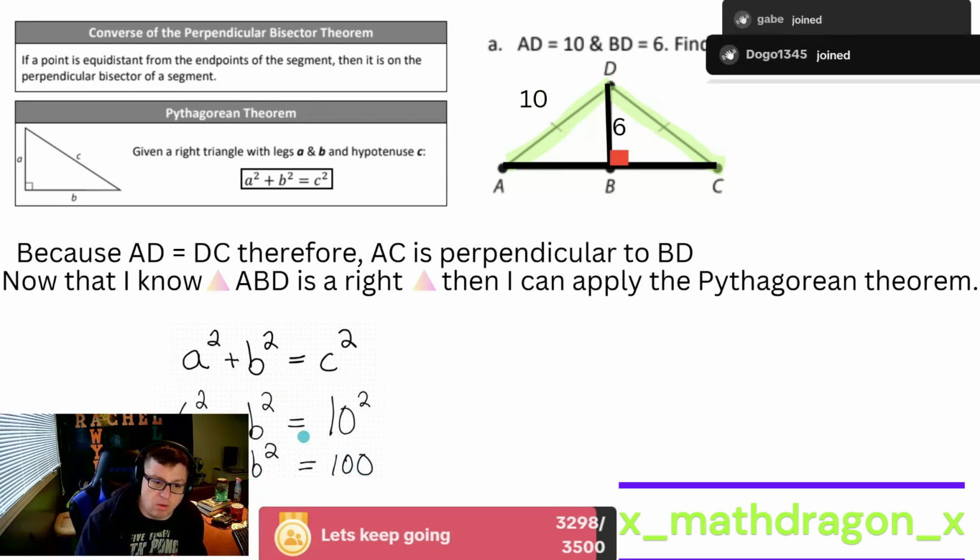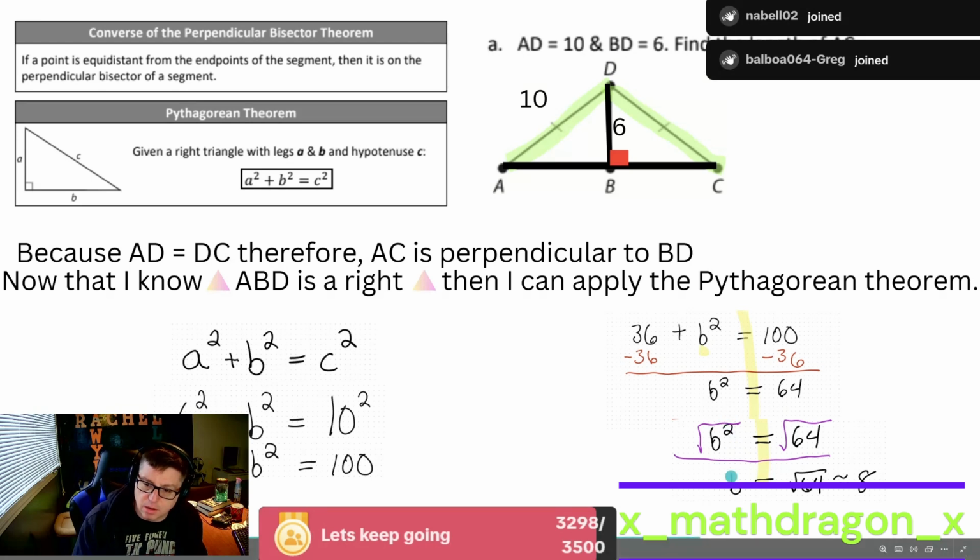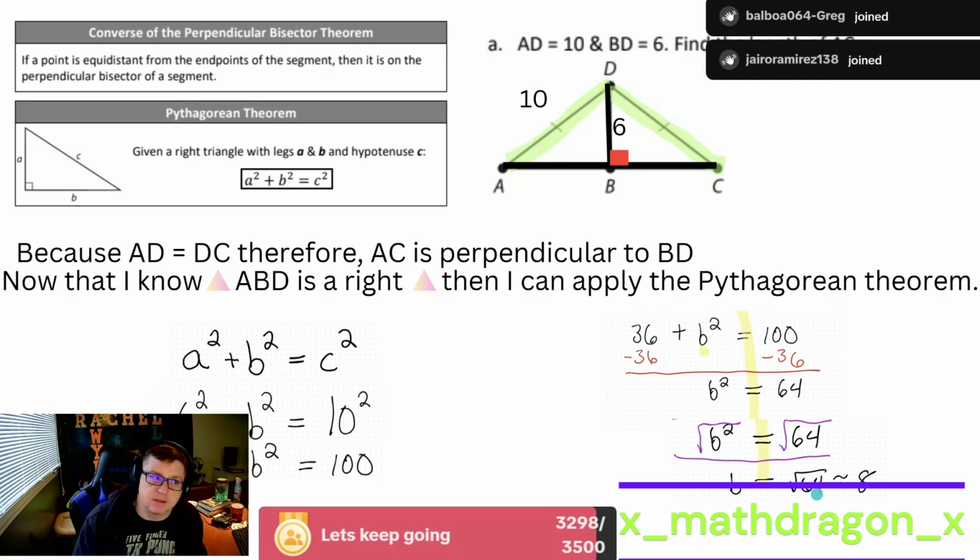Then if we solve for b squared, we highlight b, draw a line down the middle of the equal sign, and we want to get rid of the number that's on the same side as b squared. So we get rid of 36 by subtracting 36 on both sides. So 36 minus 36 becomes 0, and b squared equals 64. Take the square root of both sides to get rid of the squared sign, so that I'm just left with b all by itself, and it equals the square root of 64. And in turn, that is 8.